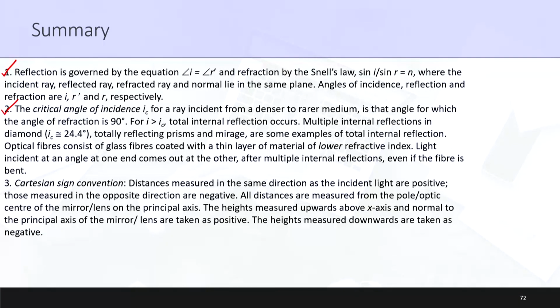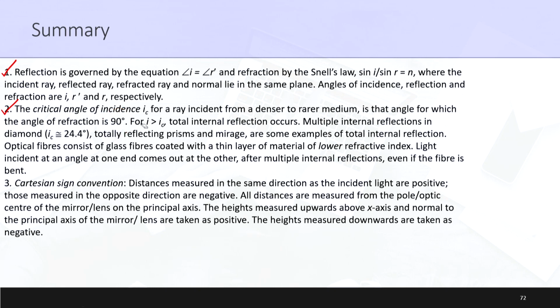Why? Because always when light moves from a denser medium to a rarer medium, the ray of light bends away from the normal. If you do it in reverse, then the ray of light will bend towards the normal, and then there is no chance that total internal reflection will occur. So, total internal reflection only and only occurs when the ray of light passes from a denser medium to a rarer medium. Okay. So, the critical angle of incidence IC for a ray incident from a denser medium to a rarer medium is that angle for which the angle of refraction is 90 degrees.